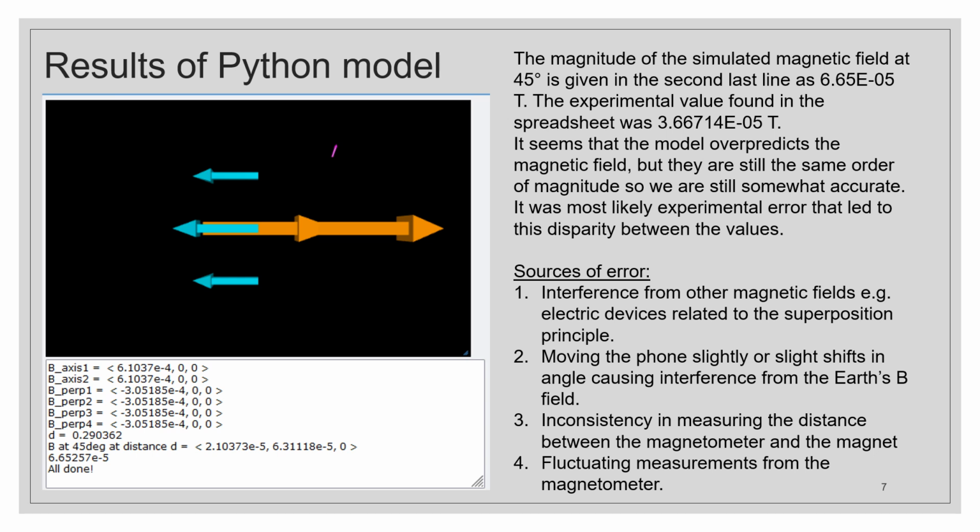It seems that the model overpredicts the magnetic field, but they are still the same order of magnitude, so we are still somewhat accurate. It was most likely experimental error that led to this disparity between the values.